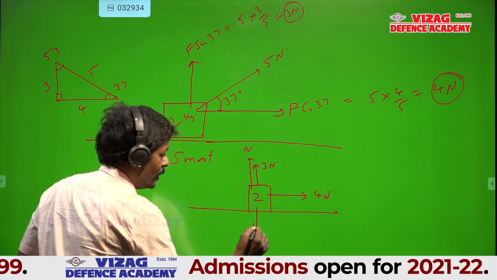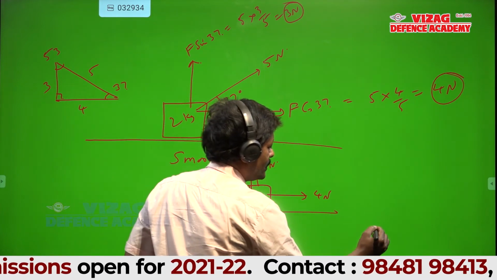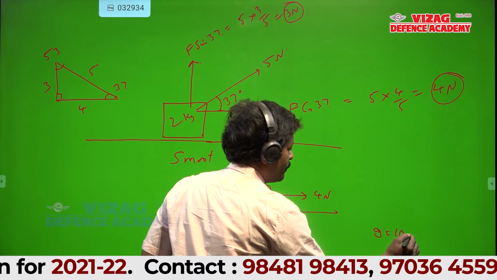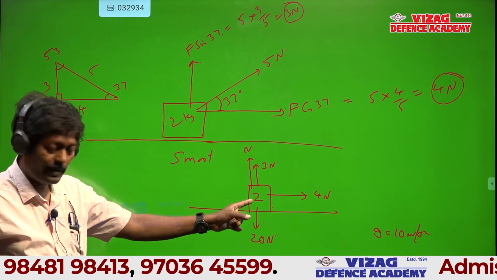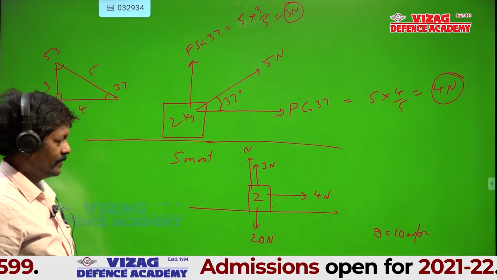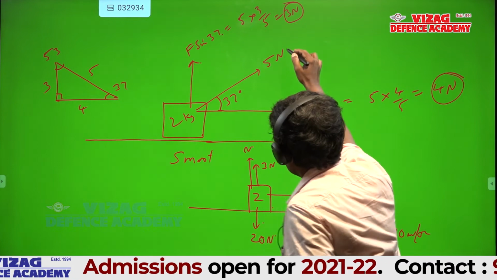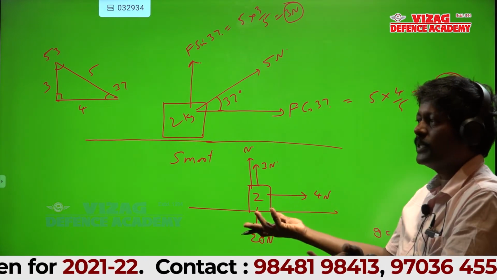And mg will be down, 2 into 10, 20 Newton, taking g as 10 meter per second square. Now listen, I should not take this 5. Now the problem became easy.